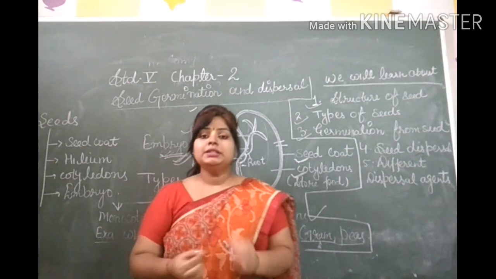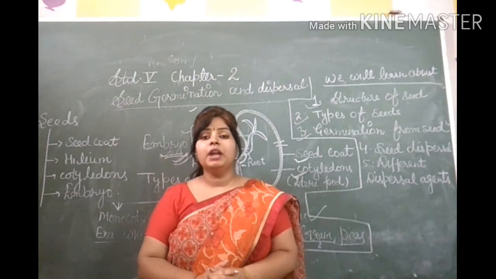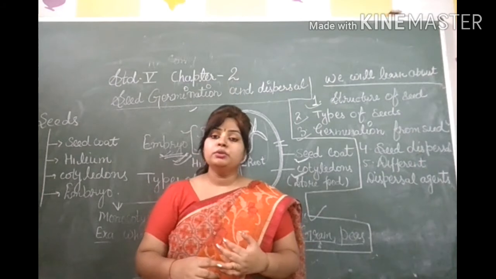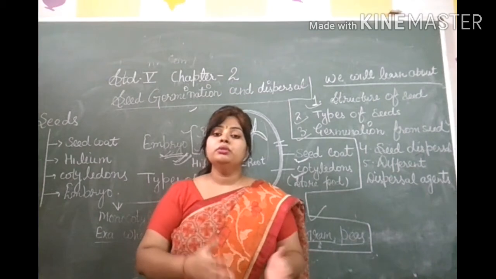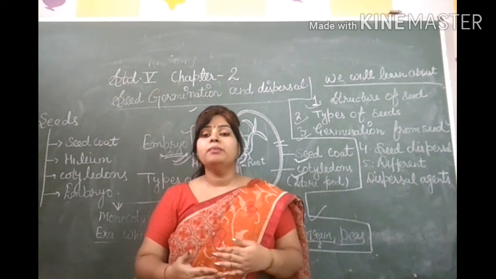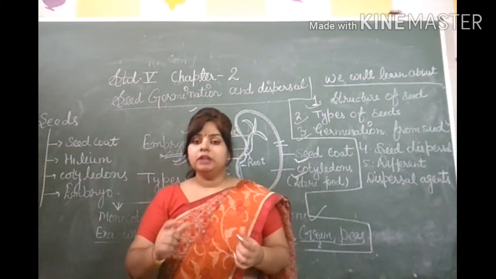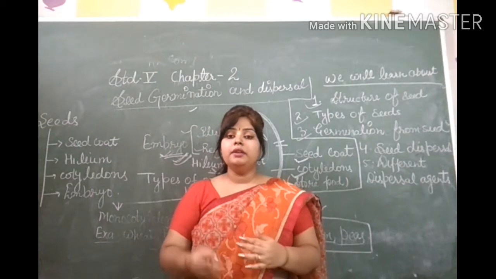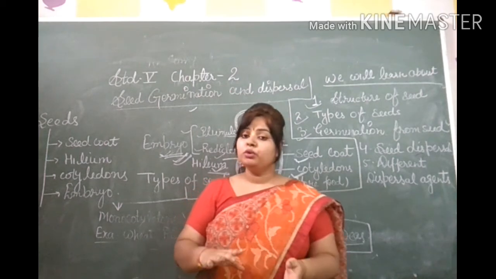Now, burst the seed coat and all of you observe that there are two types of cotyledon inside the seed: monocotyledons and dicotyledons. The conclusion of this activity is to know something more about dicot and monocot. If you observe that a seed has two seed leaves, that is dicotyledons, and if the seed has only one seed leaf, that is monocotyledons.